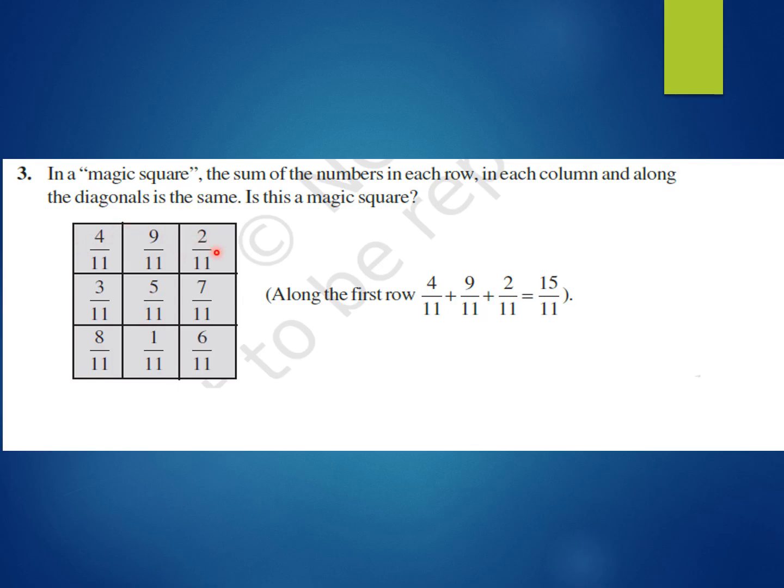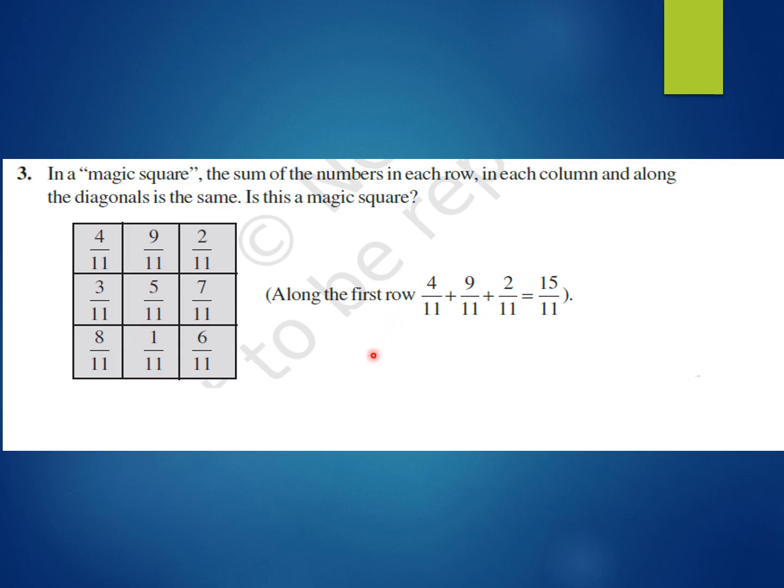So one thing is very easy for us, that the denominator is the same in every number. So we don't have to do the LCM part now. Just add them simply. LCM is 11. 4 plus 9 is 13, plus 2 is 15. So we have got 15 upon 11. This is R1, or you can say first row.